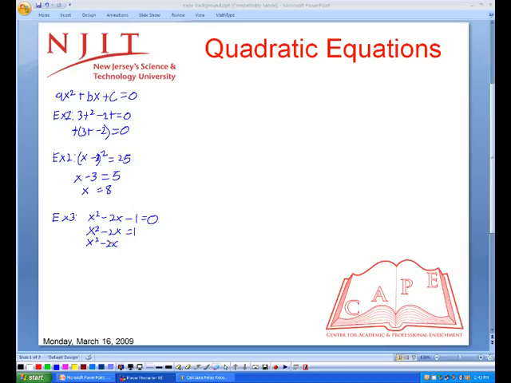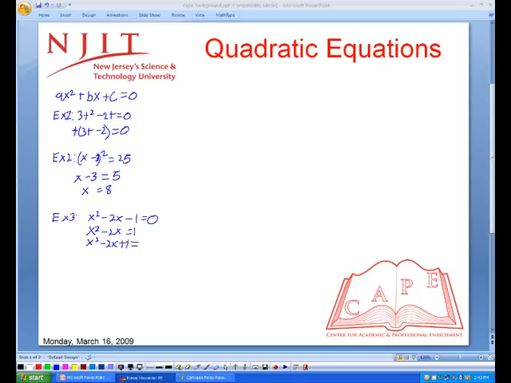The way we do this is, we take the middle number, disregard the sign, it can be a positive or a negative, but we take the middle number, divide it by 2. So if it was 4, we would divide it by 2 and we would get 2. Now it's 2, so we divide it by 2 and we get 1, and then square it and add it, so plus 1. Now if this was a 4, we would add a 4, because 4 divided by 2 is 2, 2 squared is 4.